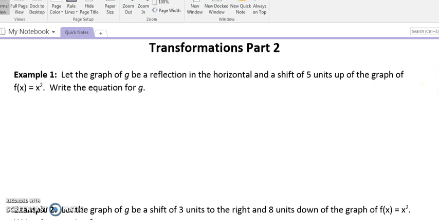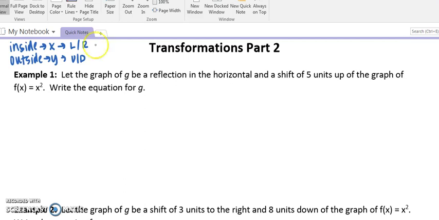So let's review transformations really quickly. Remember, if it's inside, it affects x. And if it's outside, it affects y. And remember, when it affects x, it's going to affect it going left and right. And when it's outside and affects y, it's like an up-down movement, a vertical movement, okay?